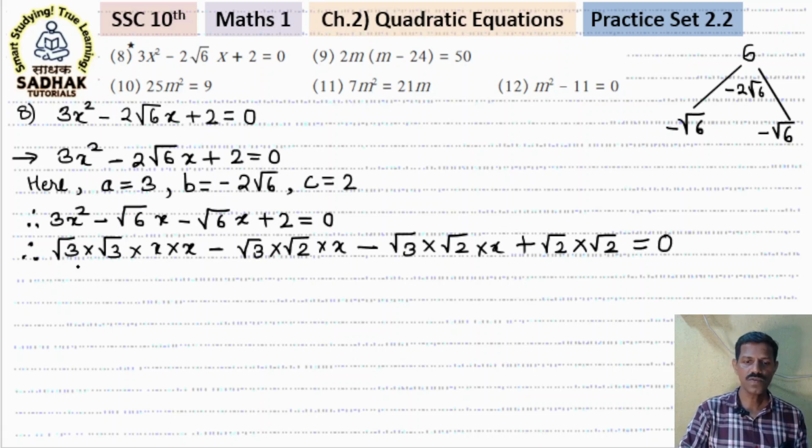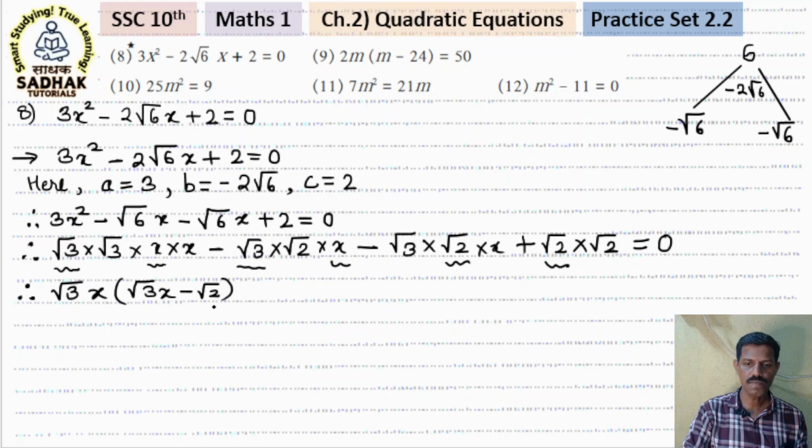Now my friends, you can see that in the first and the second term we have √3 and x common, and similarly here we have √2 and √2 which is common. So whatever is common, let us take it outside. In the first two terms we will take √3 x as common outside, so that will leave (√3 x − √2) inside the bracket.